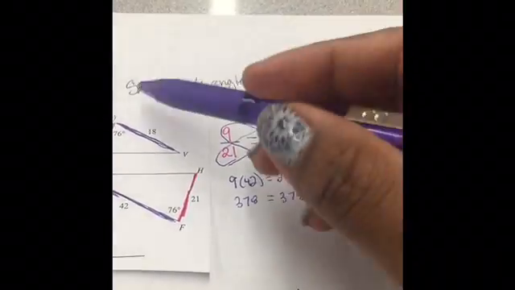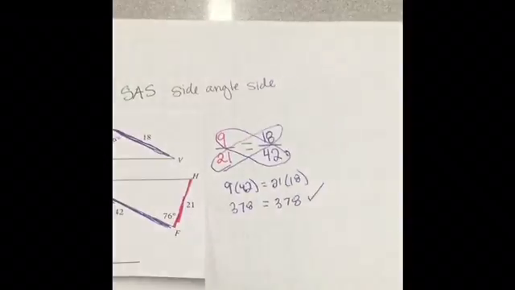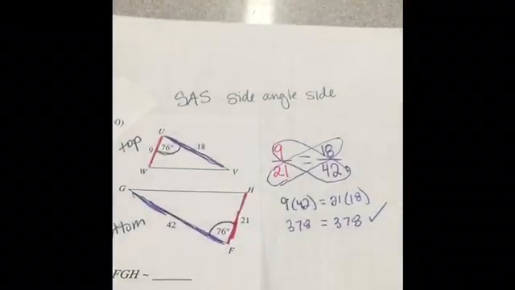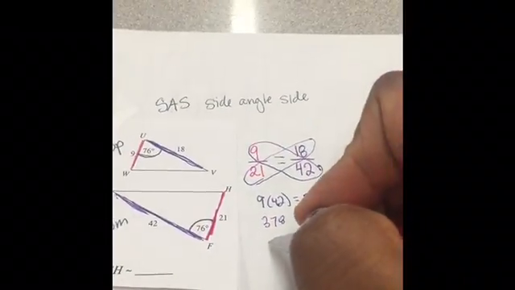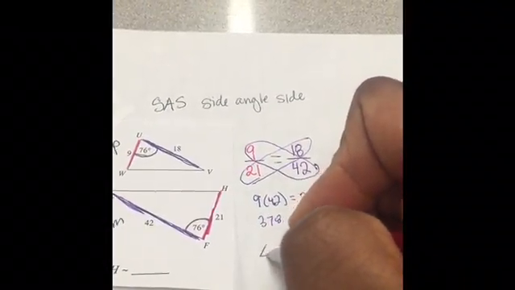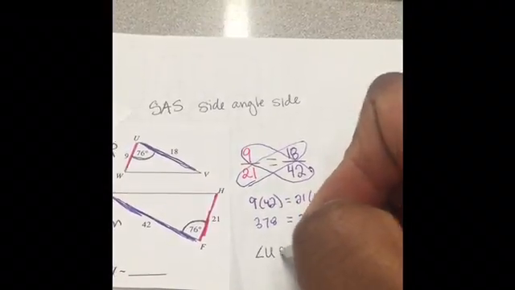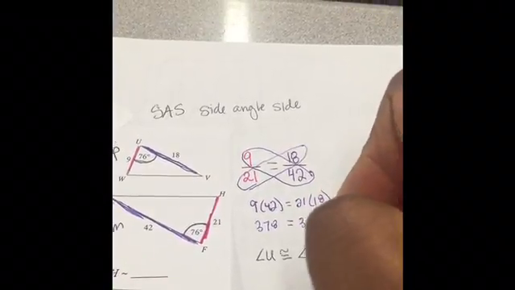The next thing that I want to do is see if the angle that's in between them, if those corresponding angles are congruent. So I have 76 here and I have 76 here. So that's easy. Of course they're congruent. They're the exact same measure. So angle U is congruent to angle F.